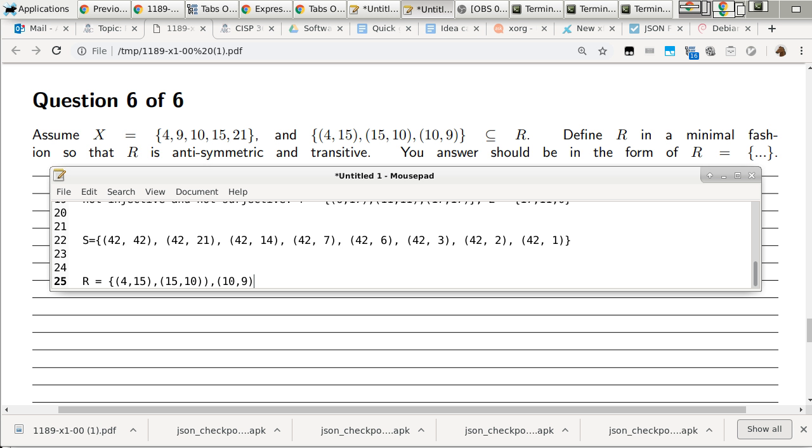What is transitive again? If A R B and B R C, then A R C, okay? And no matter how you choose A, B, and C, okay? So in this case, 4 relates to 15, 15 relates to 10. So that means we need 4 to relate to 10. Okay? All right, but it's not done yet. We know 15 relates to 10. We know 10 relates to 9. So 15 has to relate to 9. So we have to add that one.